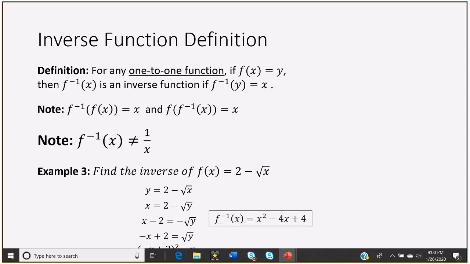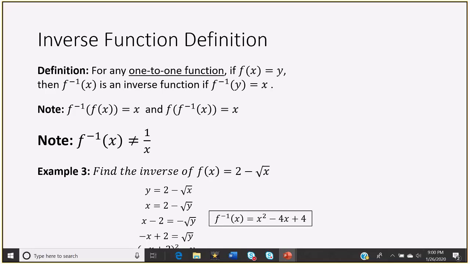I square both sides, and if I FOIL out -x plus 2 squared, I will get my final result of f inverse of x is equal to x squared minus 4x plus 4. And yes, at that point that was a y, but we know that using this method of flipping our x and y's and getting our result, we are finding an inverse.